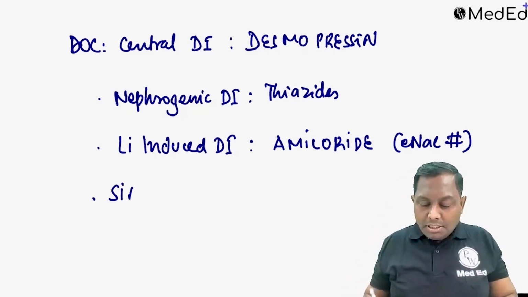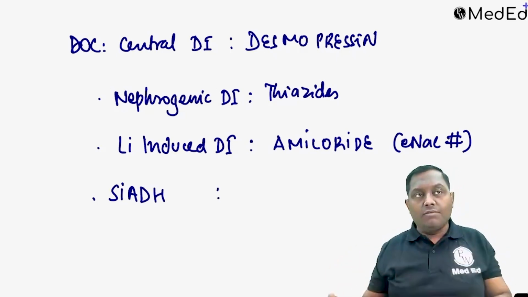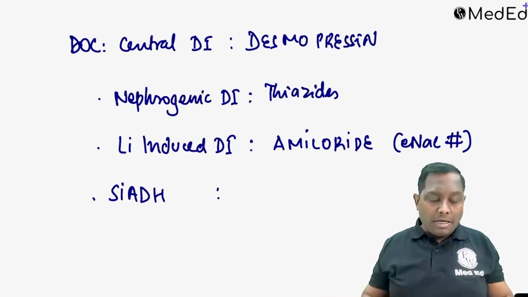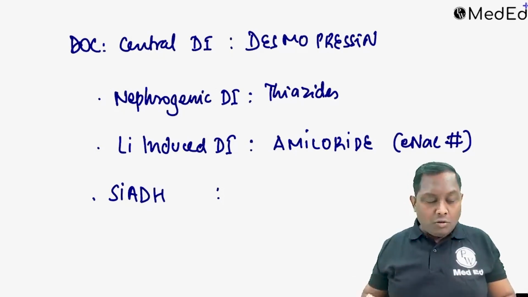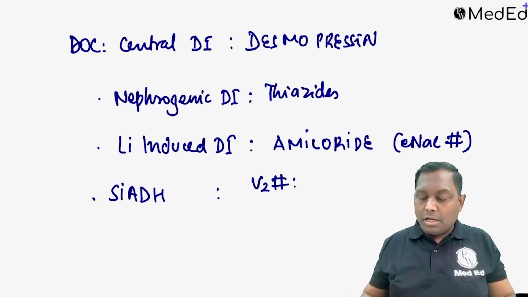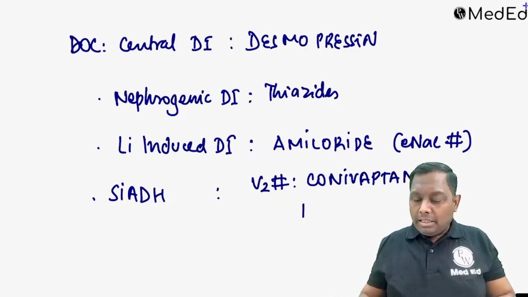And last but not the least will be SIADH, syndrome of inappropriate ADH secretion. So too much ADH was getting released from the brain, and they were causing too much stimulation, right? Too much stimulation. And remember, too much stimulation जब होगा तो problem होगा ही, तो we should give a V2 receptor blocker. And what are the V2 receptor blockers? Drugs like conivaptan, and the other one is tolvaptan.